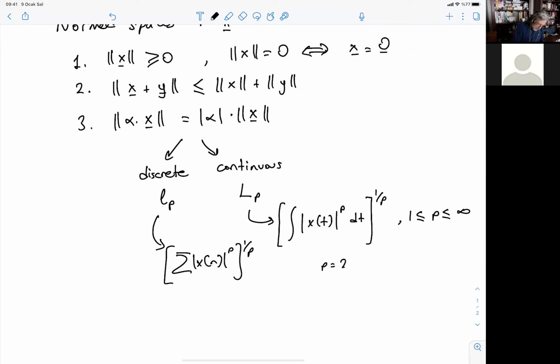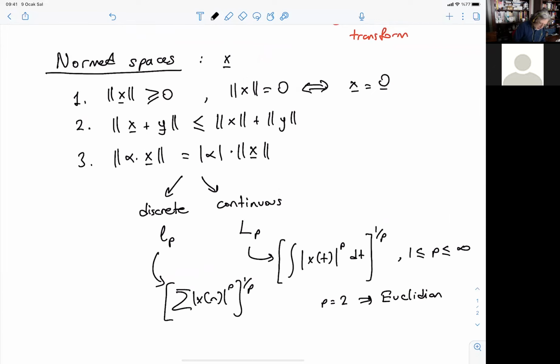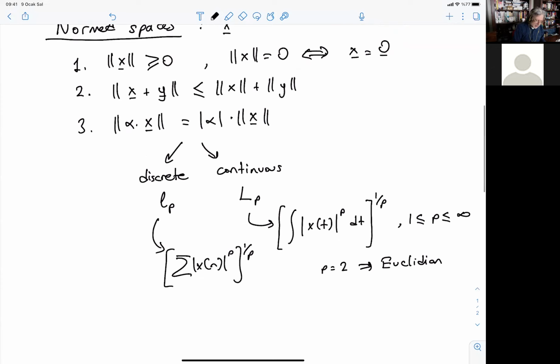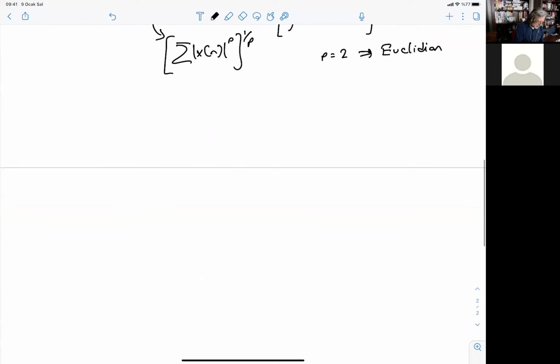And if p is equal to 2, that is the Euclidean, for both cases, L2 norms. Okay, now these are the normed spaces. Let's put an underscore to this one, because we will have two more space types, and one will be a subset of the other, and we will be dealing with those.